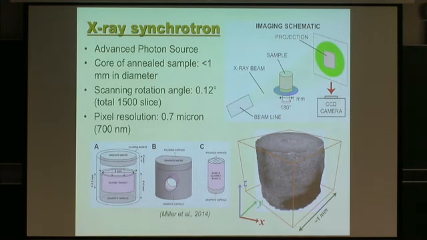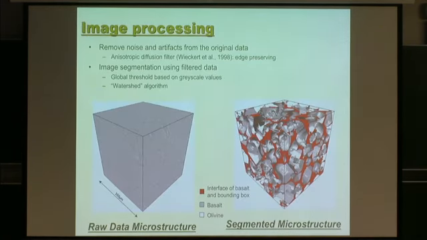microtomography study. And this study was done at the Advanced Photon Source in Argonne, Illinois, and the annealed samples are less than 1 millimeter in diameter, so that we can achieve the maximum pixel resolution, which in this case is 0.65 micron. All right, that's about 700 nanometer. And once you get that, you can do the image processing.